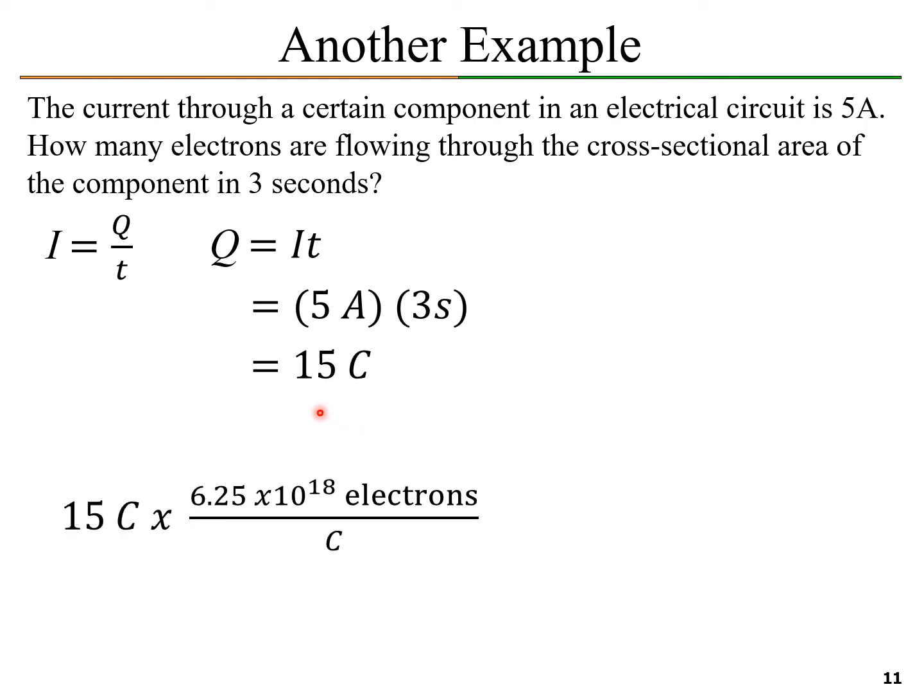Okay, now we got to convert 15 coulombs of charge to electrons. We're going to use our conversion factor and dimensional analysis. So 15 coulombs of charge is equal to 9.38 times 10 to the power 19 electrons. So that's the number of electrons that's going to be flowing through the cross-sectional area every 3 seconds.